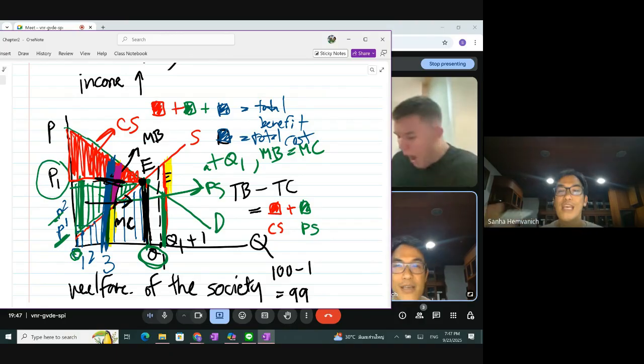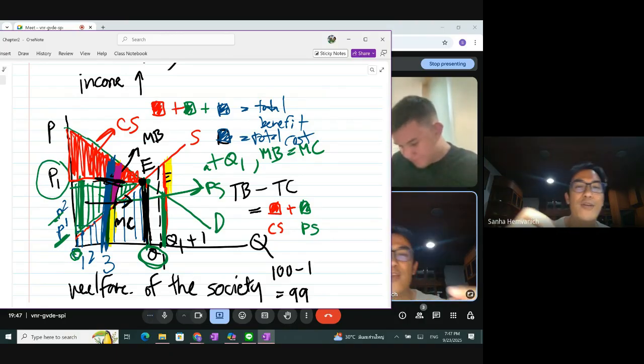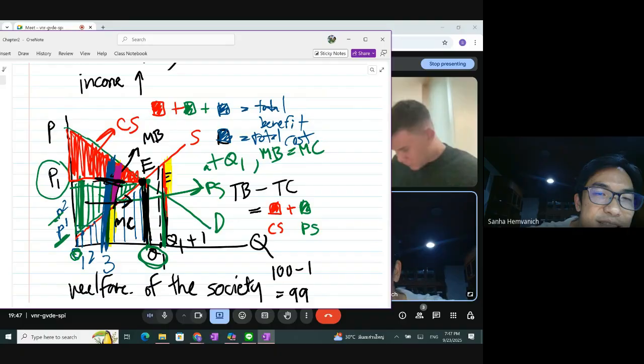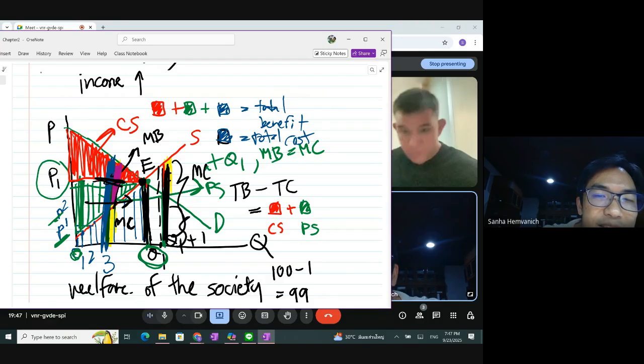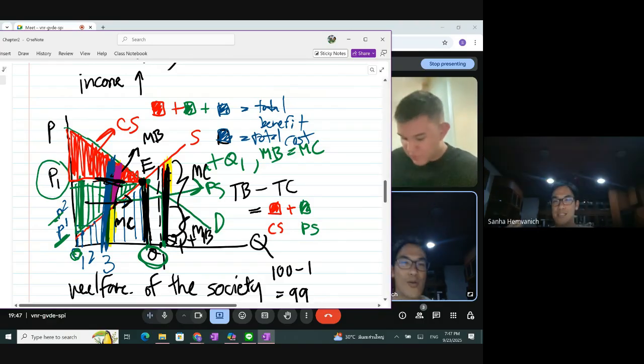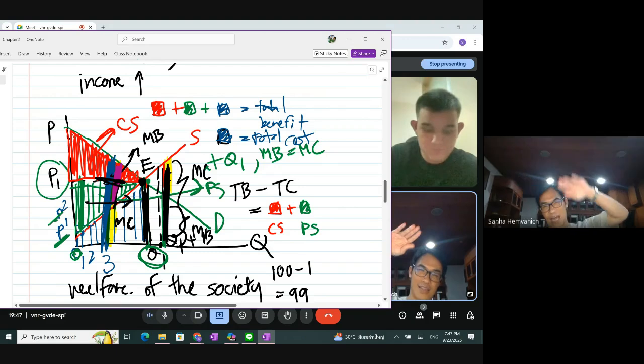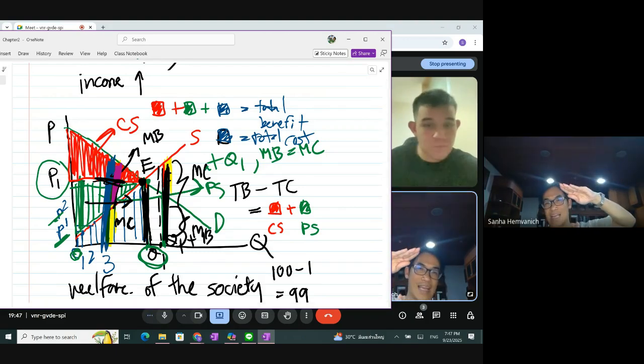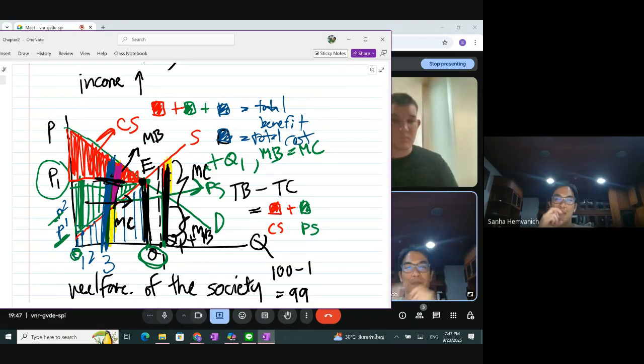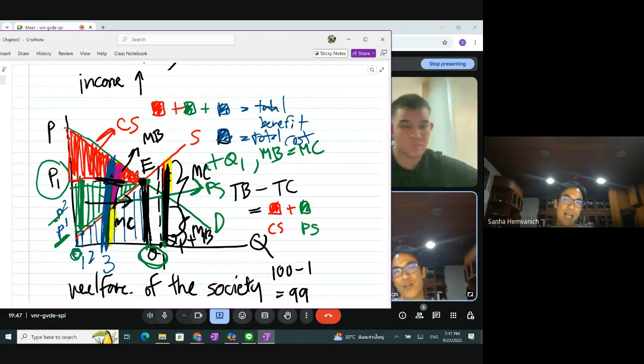Why? Because if you go beyond Q1, you're going to have something like this. You can see that this is MC, but the MB is this. So the MC, the area under supply, is much bigger than the MB. That is when the cost of producing it exceeds the benefit, so we should not go there.